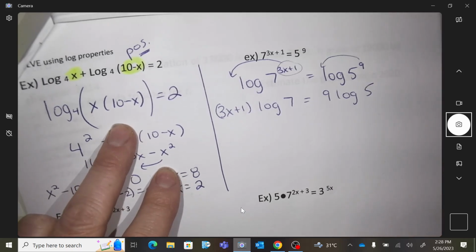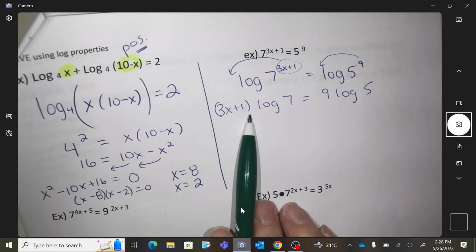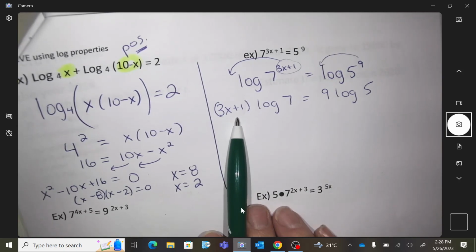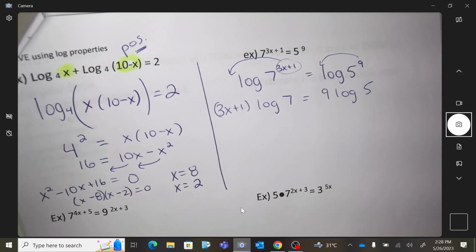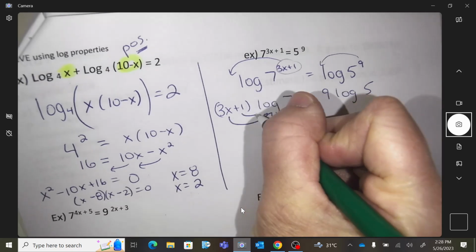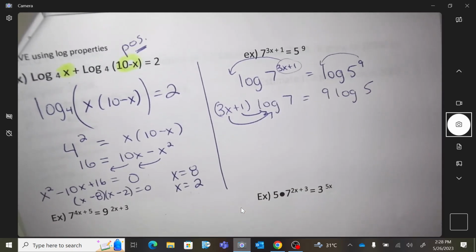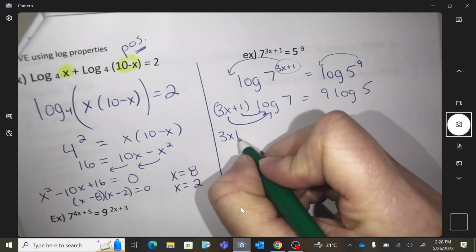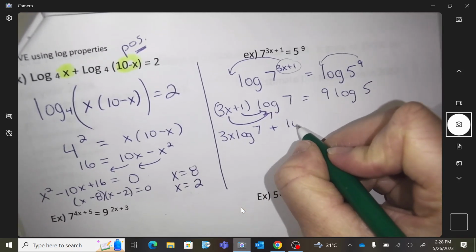Here is a very common mistake, but so important. When I moved it, did you notice how I put it in brackets? Has to be, has to be, has to be, because it's a grouping. Now, can you distribute that into the log? So multiply the two separated multipliers: 3x log 7 plus 1 log 7.